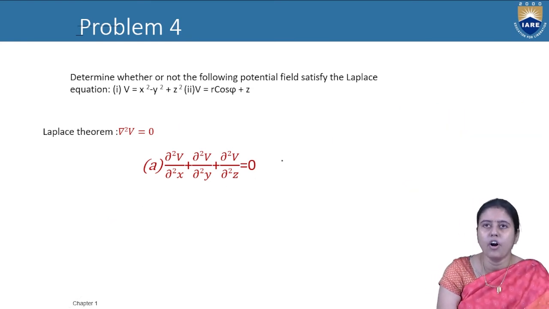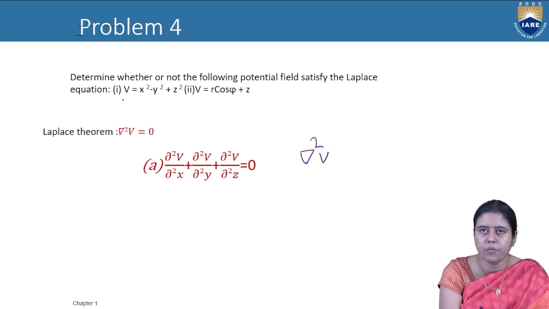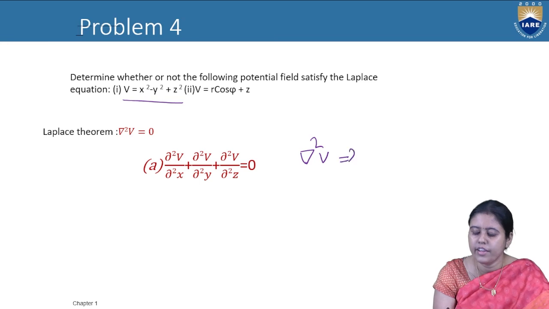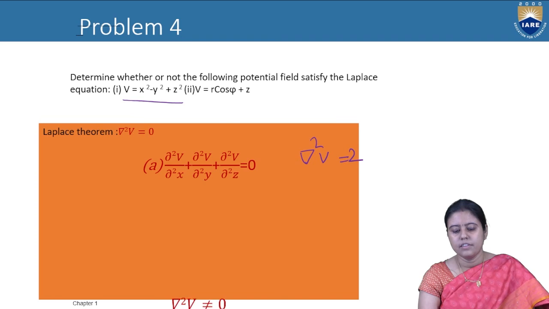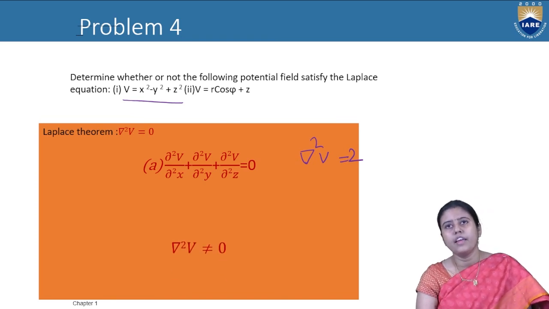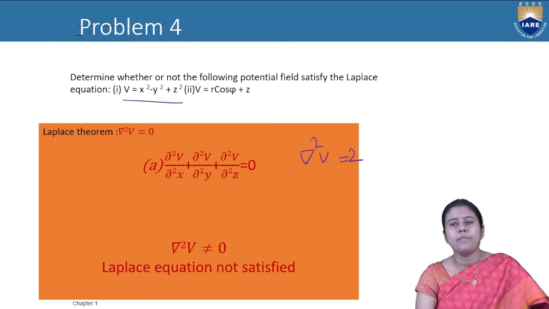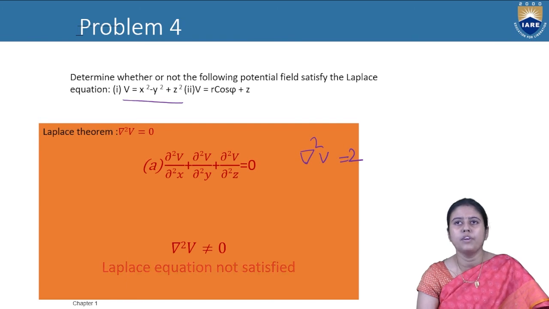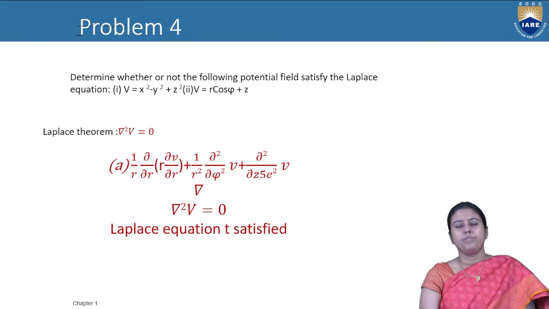So already we got that for this equation, grad square V is equal to 2. So we can tell grad square V is not equal to 0. So it will not satisfy the Laplace theorem. The Laplace equation is not satisfied. So we can tell it will not accept the Laplacian theorem.